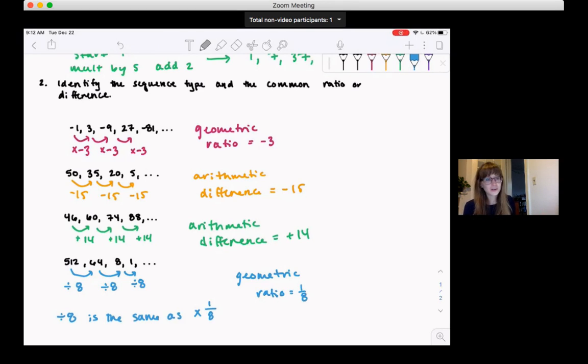All right, so those are some more examples for the types of sequences problems. Hopefully that helps you guys out a little bit. Go try the extra practice questions and check your answers, and then you can be ready for your re-quiz.